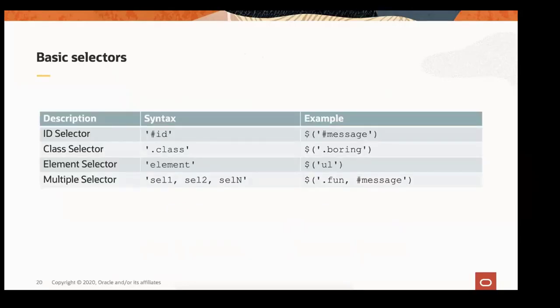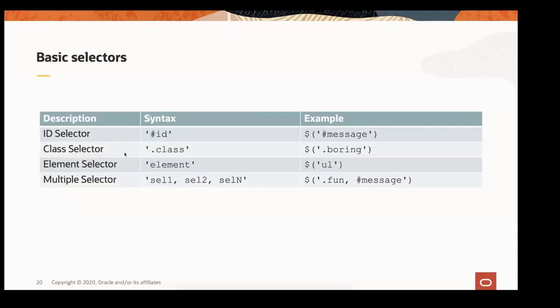The first one everyone needs to learn is hashtag ID. So you want to select by ID. You put a hashtag in front of the name of the ID you want. In the example here on the right, I'm selecting the element in the web page that has an ID of message. And you can think of an ID in a web page as something like a primary key in a table. There should be only one element in the web page that has this given ID.